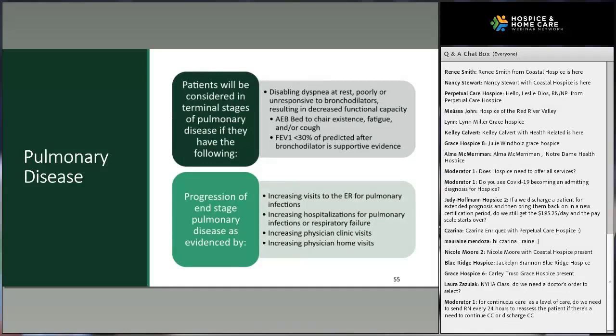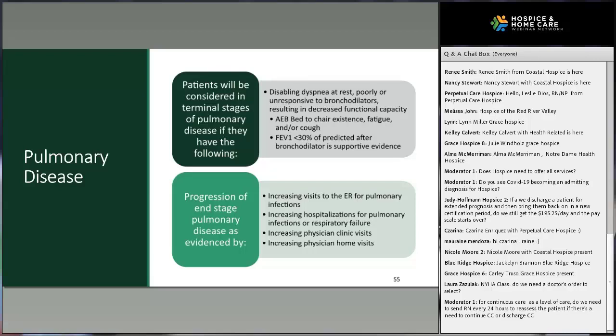For pulmonary disease, patients will be considered in terminal stages of pulmonary disease if they have the following: disabling dyspnea at rest, poorly or unresponsive to any bronchodilators. And it's evidenced by the bed to chair existence. So what I mean by that is literally they do no more than going from the bed to the chair. And the chair might even be the bedside commode. That's what we're talking about for a chair. So it's important to pay attention to that.